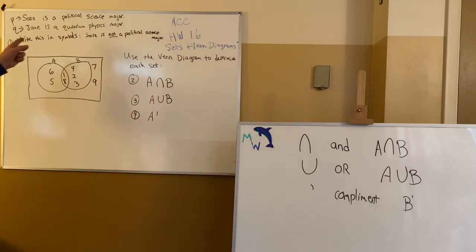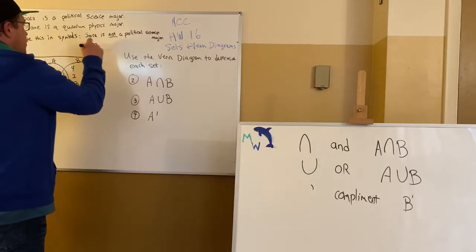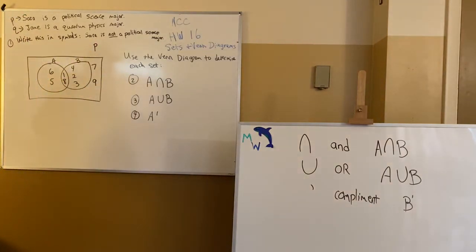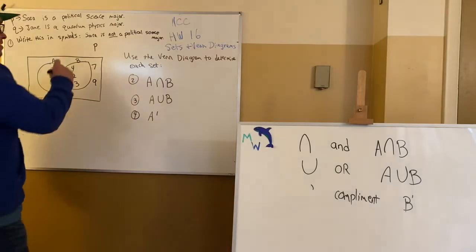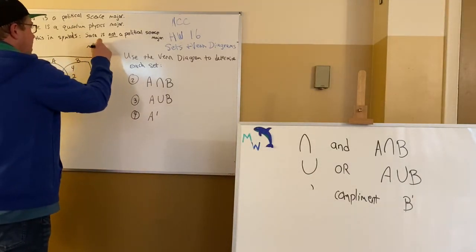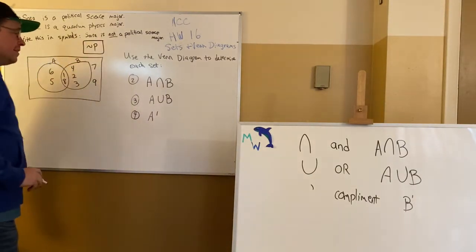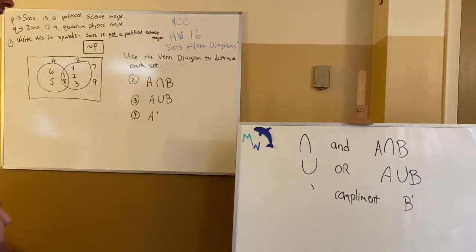And now our job is to write in symbols, Sarah is not a political science major. Another way to say that is, it is false that Sarah is a political science major. So here we represent, if Sarah was a political science major, that would be done. But it is false that Sarah is a political science major, so we want to negate that. We would go with negation of P, and that's it.